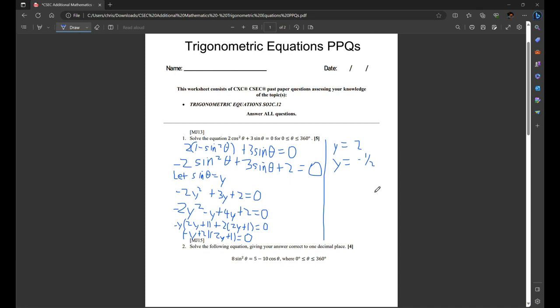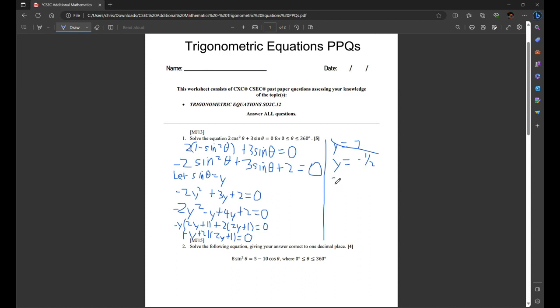Okay, so now that we have solved for y, we need to figure out what theta is. Sine theta is equal to 2. Now, if you know about the sine function, you already know that's not possible, because the sine function has a maximum value of 1 and a minimum value of negative 1. Therefore, it cannot be equal to any number greater than 1 or less than negative 1. So y equal to 2 cannot be a solution. So our only solution here is y is equal to negative 1/2.